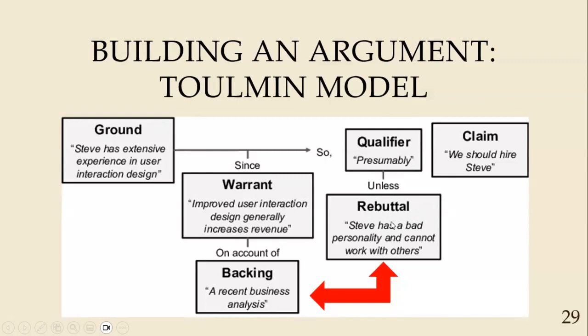And the rebuttal is essentially just the counterpoint. So here's my evidence, here's the counterpoint. In this particular instance, Steve has a bad personality. He can't work with others. So should we hire Steve? Well, he's got all this good stuff going for him, but what about this? So as the writer, you would have to rebut the rebuttal, come up with a counterpoint, use a warrant and a new backing, and potentially they won't have a new rebuttal for that one.